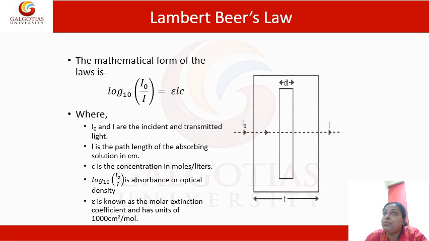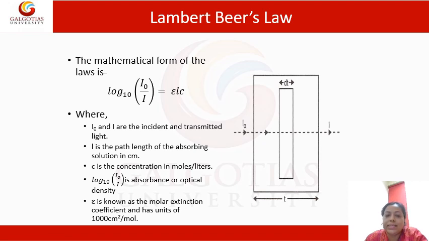So the mathematical formulation of the Beer-Lambert law is log to the base 10 I naught by I is equal to epsilon L into C. Here I naught is the initial intensity of the light source that we are using, and I is the final intensity of the transmitted light. Epsilon is a constant basically. Then you have L, which is the path length, and C is the concentration of the sample in moles per liter.